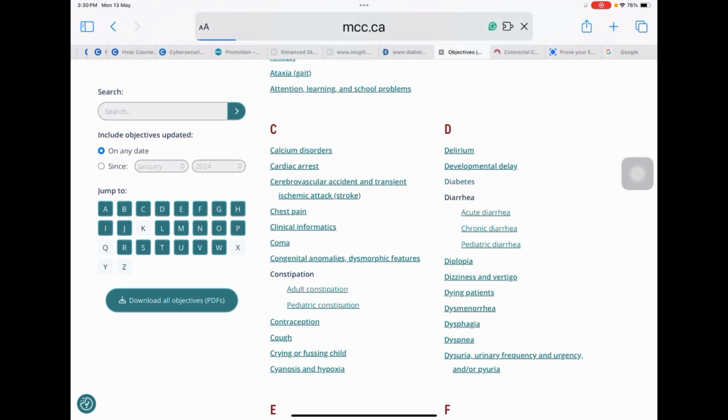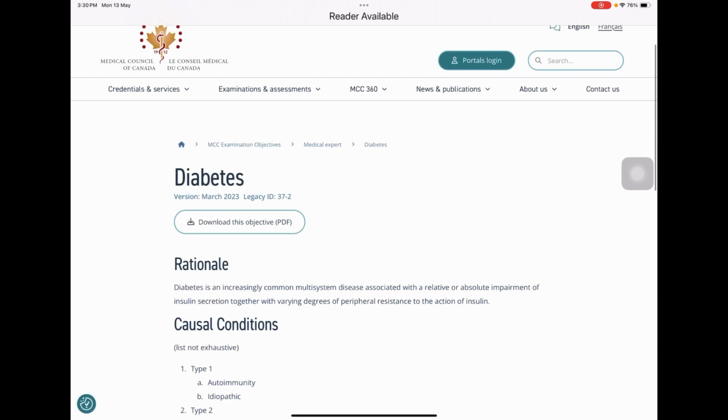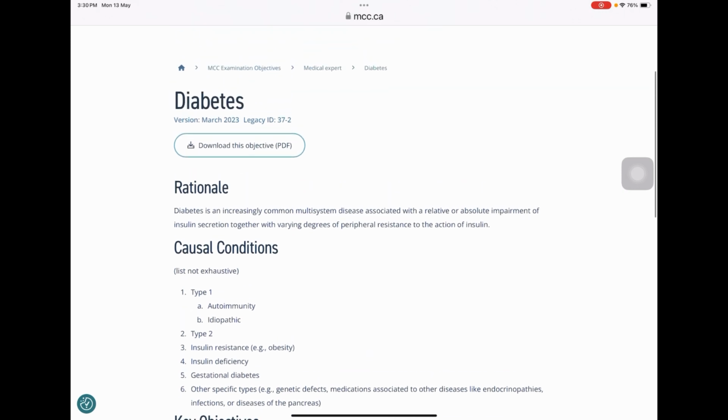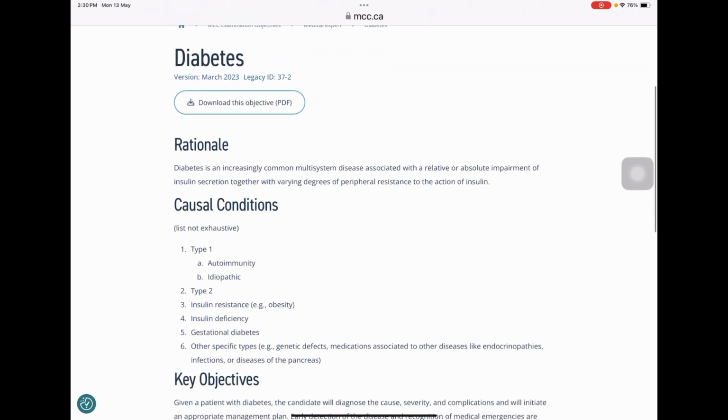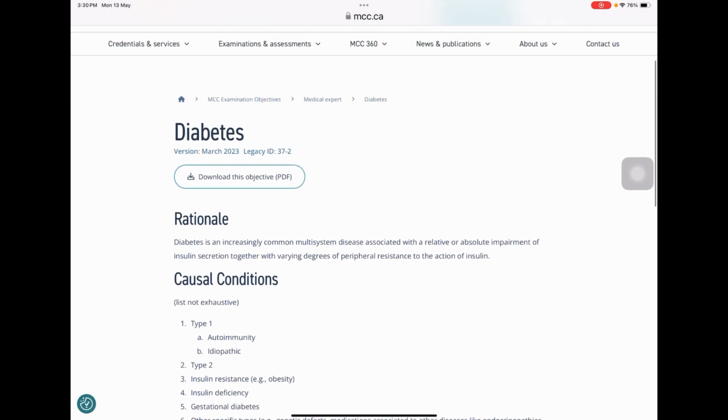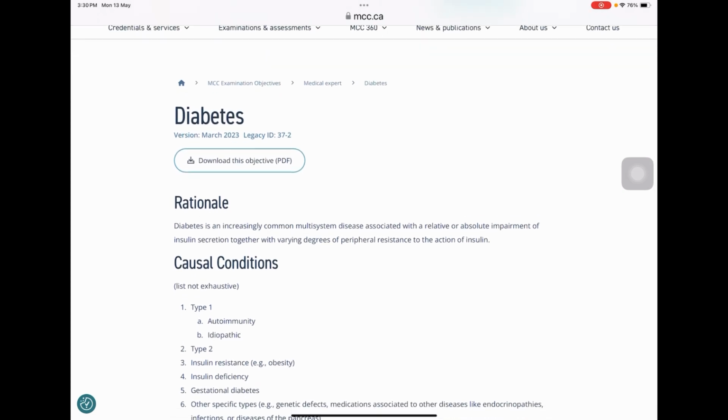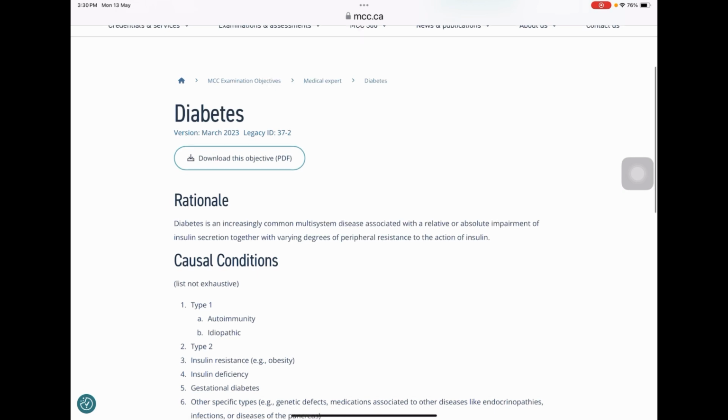For MCCQE1, where do you have to study diabetes from? You can start studying from Toronto notes as well. But today I'm going to cover this objective from one of the Canadian guidelines. So stay with me. This is one of the diabetes objectives that was updated in March 2023. You can see the date up there.